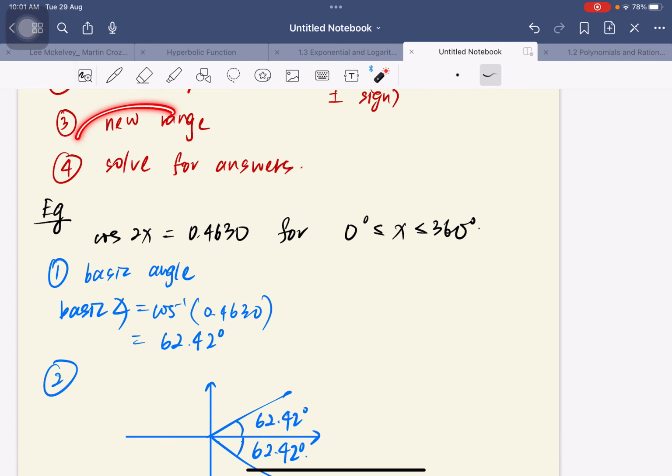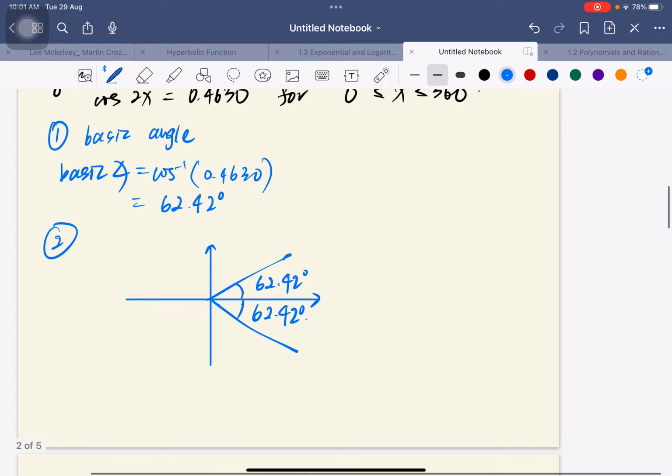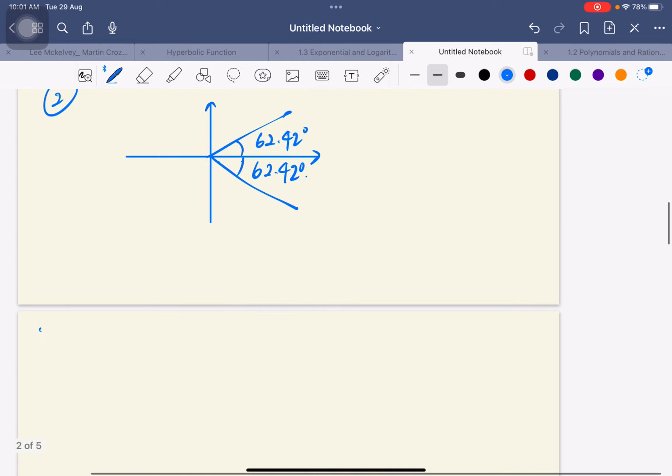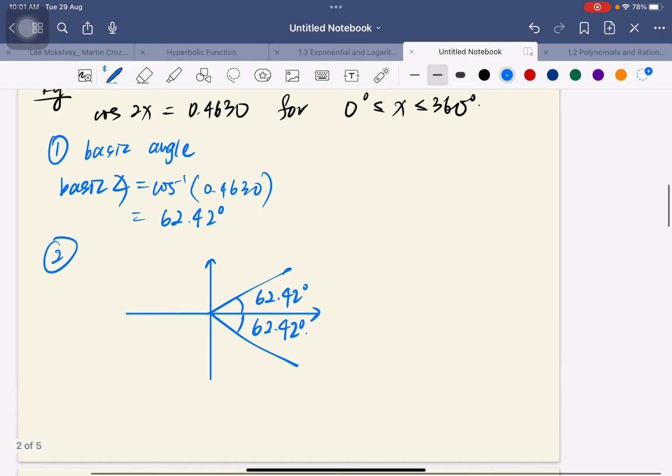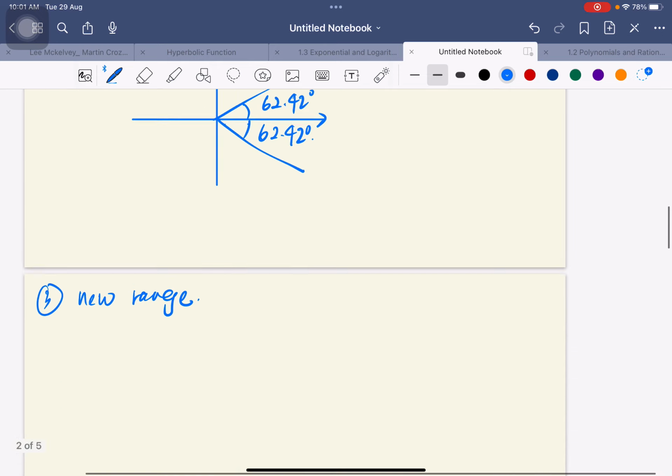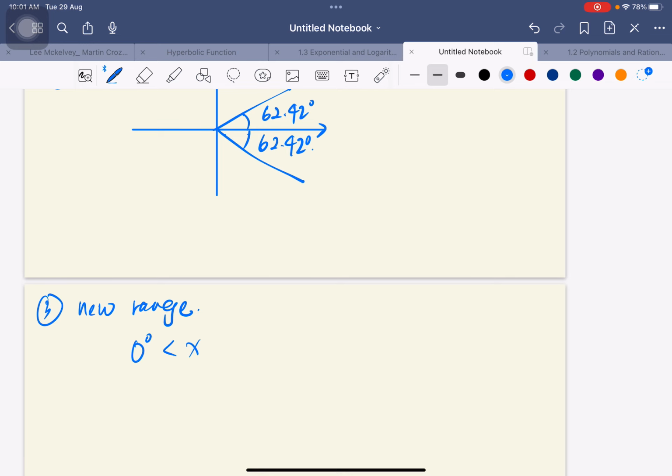Our new range, because we are using 2x, and the range given is for x, so we need to multiply by 2. So the third step, new range. New range means multiply by 2. So this is the original range given by the question. We multiply by 2, we get 2x and 720. We multiply by 2 for the whole inequality, for the whole range. So we will get this.